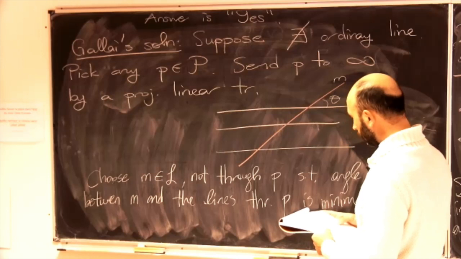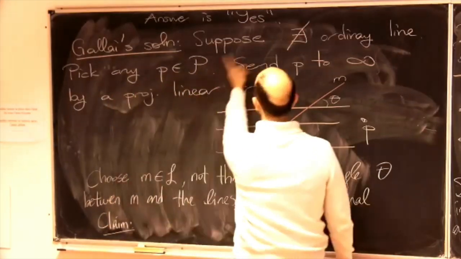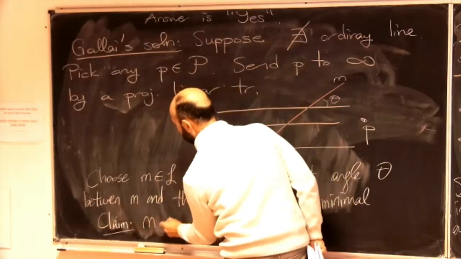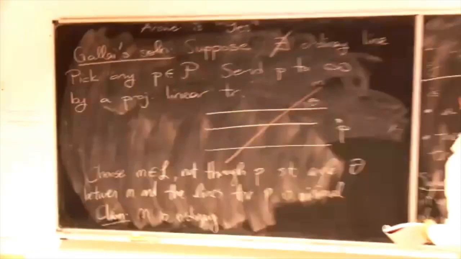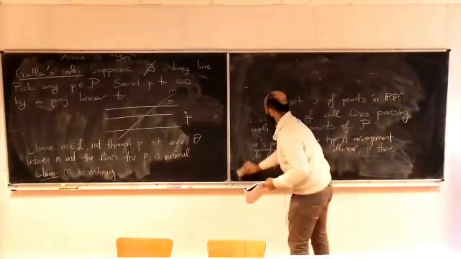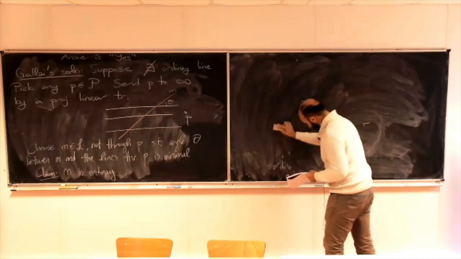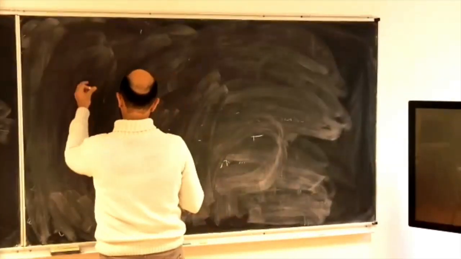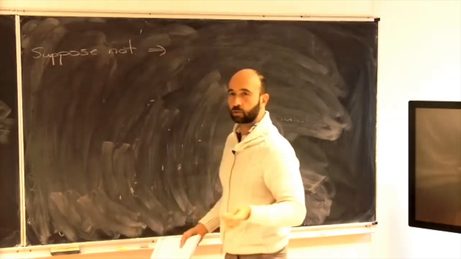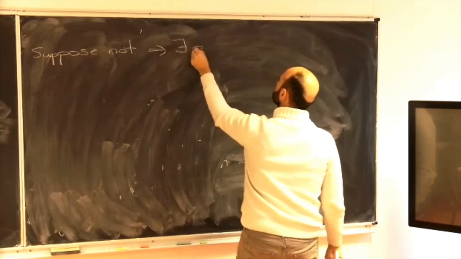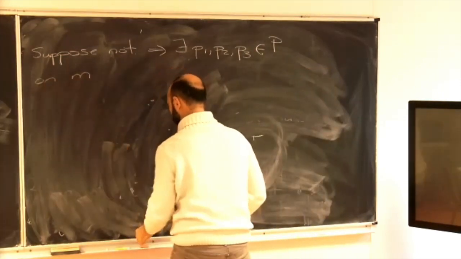Okay. Now, the claim is that this M must be ordinary. And that will give us the contradiction because the supposition was that there's no ordinary line. So how to prove this claim? Suppose not. Then if it is not ordinary, it must contain at least three points of P on M.